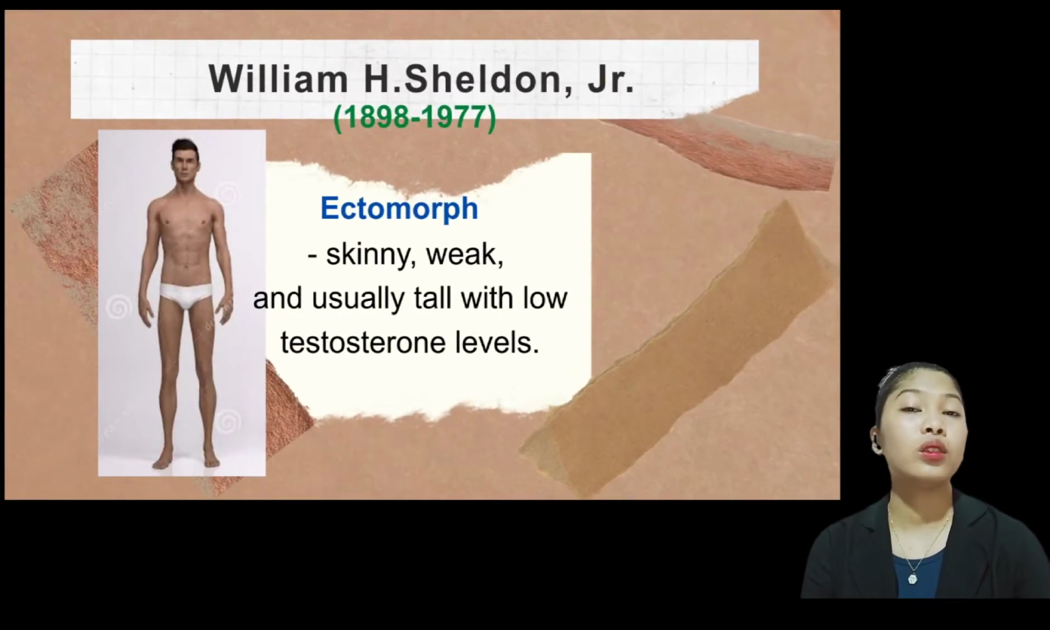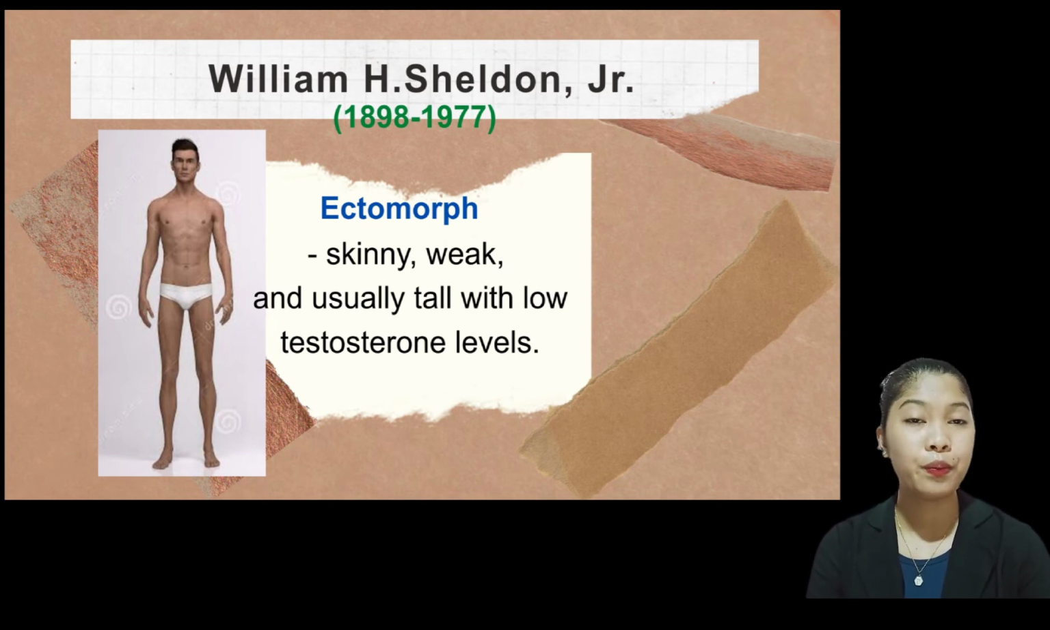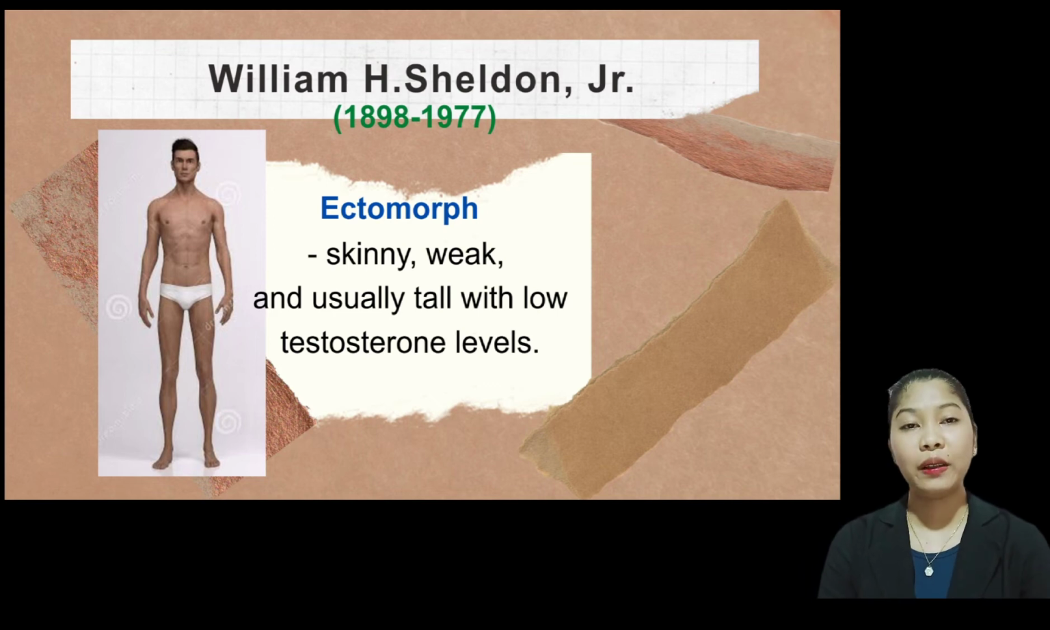Third, the ectomorph. The skinny, weak, and usually tall with low testosterone levels. Described as intelligent, gentle, and calm, but self-conscious, introverted, and anxious. Ectomorph is what we call mapayat.